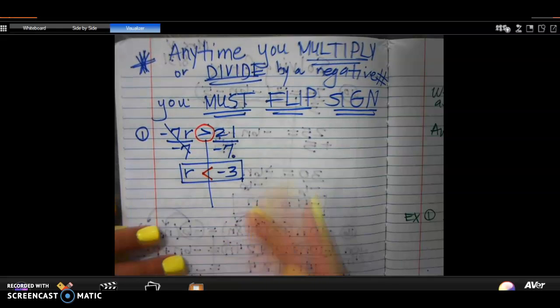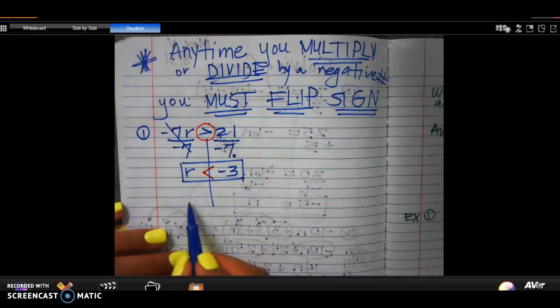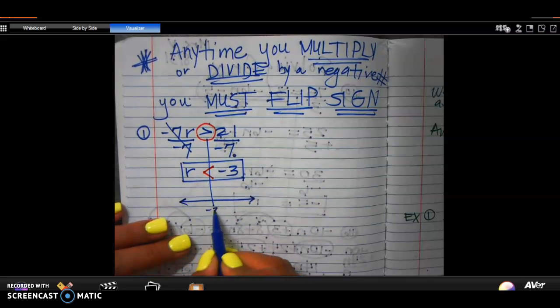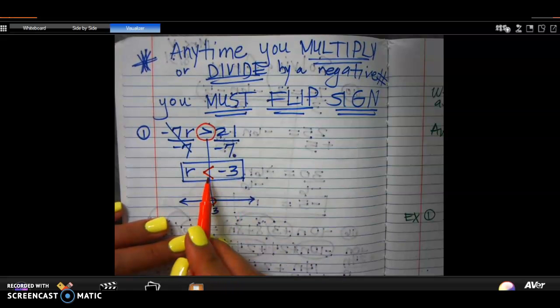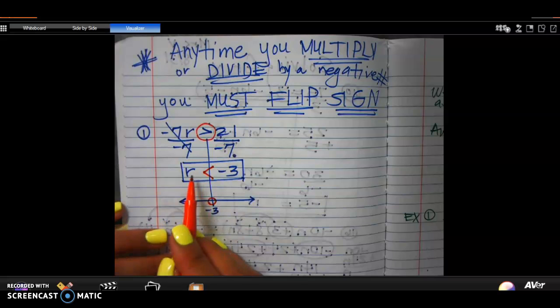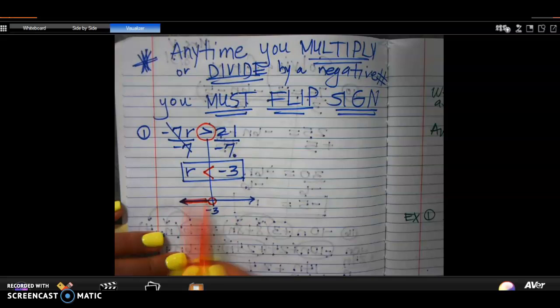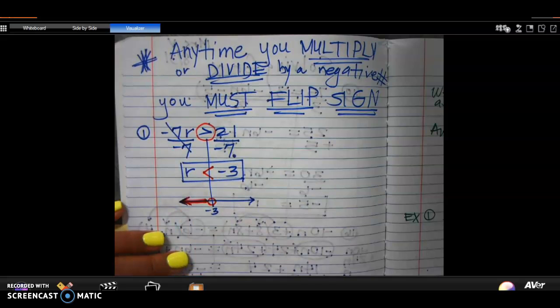Final answer in a box, and then we're going to put that on a number line. -3. It's going to be an open circle because my symbol does not have a line underneath. And then this says r is less than. So less than is going to face to the left-hand side.